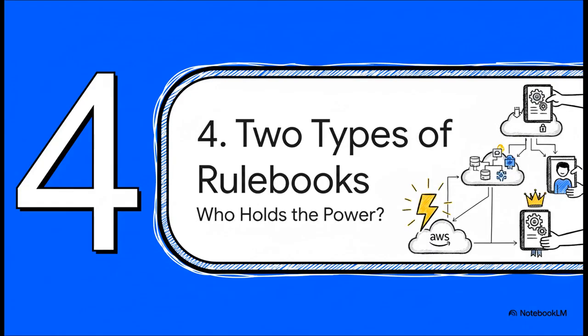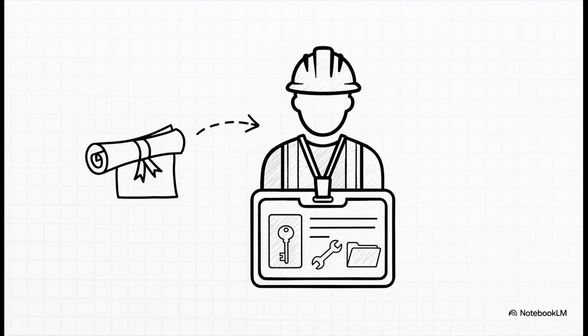Okay, so we get it. We have these rule books, but where do we put them? It turns out you've got 2 main options, and where you attach the policy really changes how it works and who holds the power. First, there's an identity-based policy. The best way to think about this is like an ID badge that you hand to a worker. That badge lists every single room they can enter and every tool they can use. The key here is that the policy travels with the person, or with the role. It's attached to their identity.